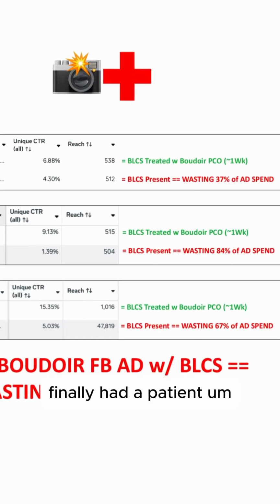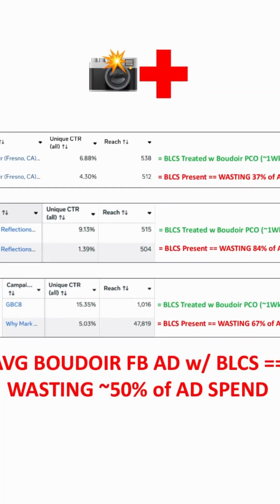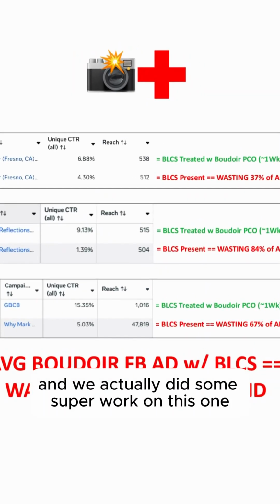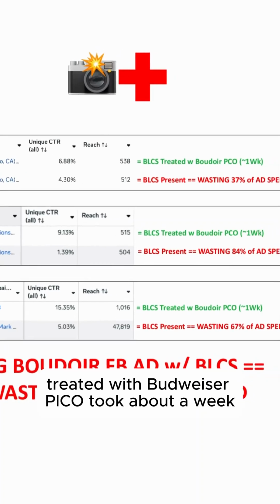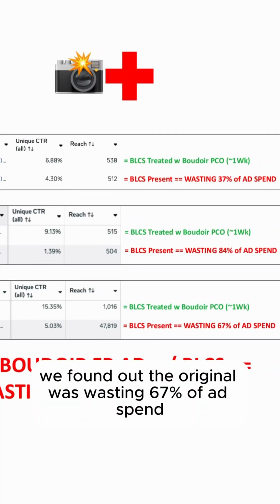Finally had a patient, his unique CTR of his ad 5.03%, and I actually did some super work on this one. Treated it with Boudoir Pico, took about a week, got the unique CTR up to 15.35%. So found out the original was wasting 67% of ad spend.